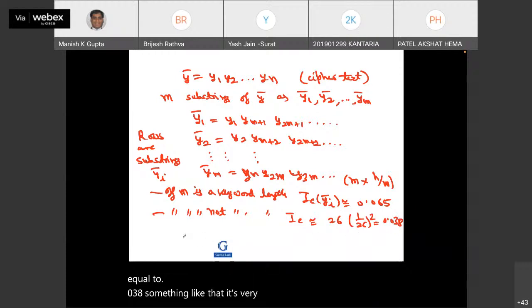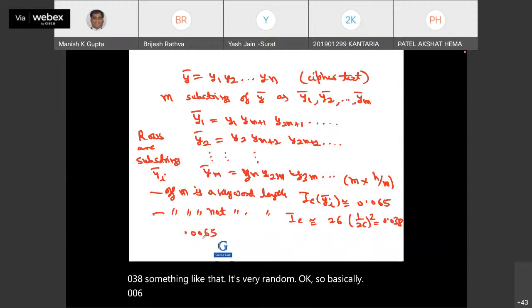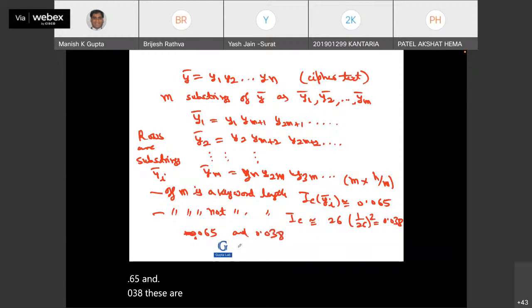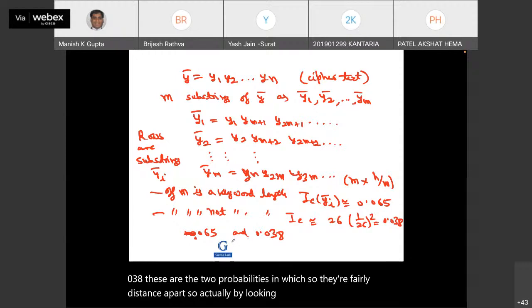So basically 0.065 and 0.038. These are the two probabilities, and they are fairly distant apart. So by looking at this index of coincidence, we can make sure what the length is. So let me do the example.